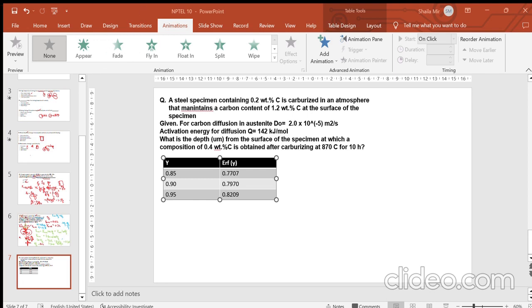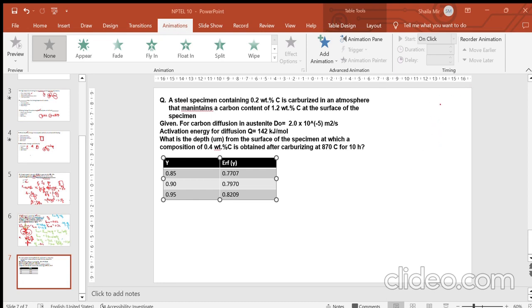So you have a question that says a steel specimen containing 0.2 weight% carbon is carburized in an atmosphere that maintains a carbon concentration of 1.2 weight percentage at the surface of the specimen. So actually you have a specimen like this. You already know the concentration inside of the material. This is a steel specimen, so the initial concentration is 0.2, and you're trying to carburize it in an atmosphere having a carbon percentage of 1.2.